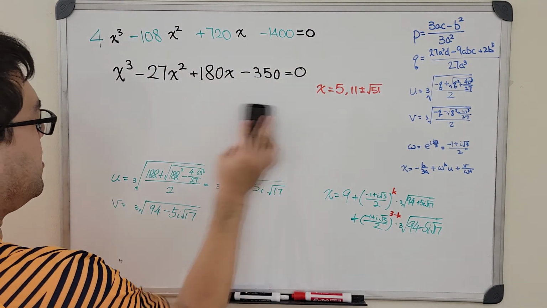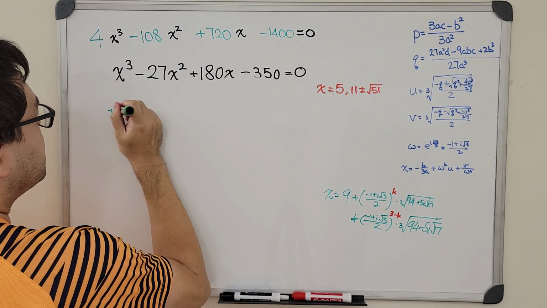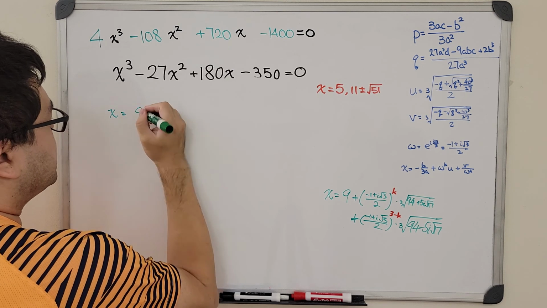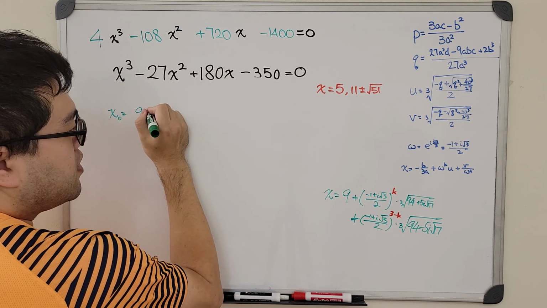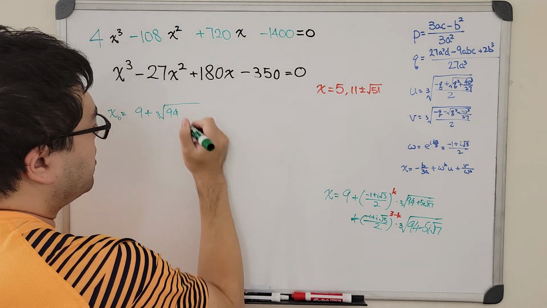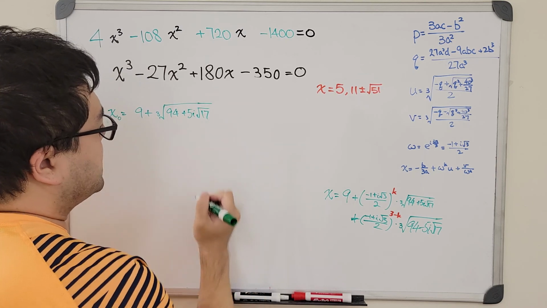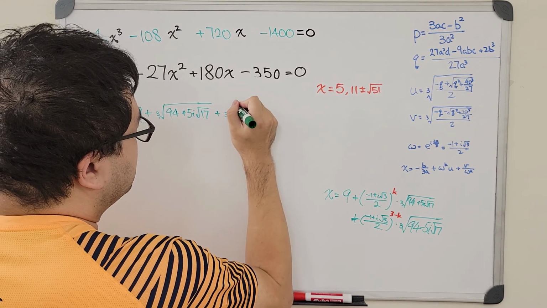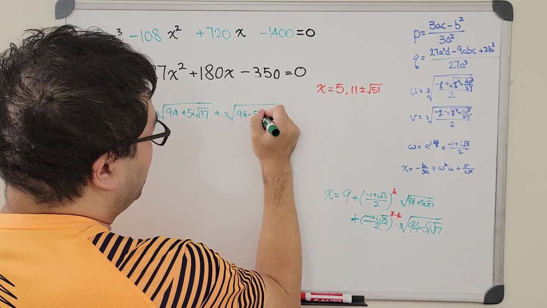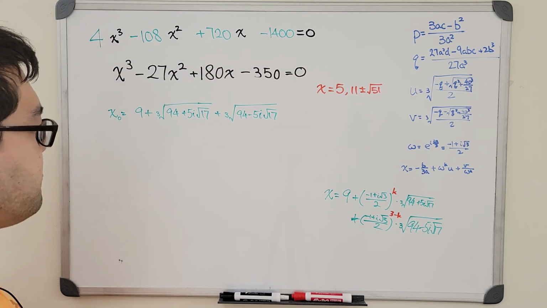So if we try to substitute in, let's say k is equal to 0, we will get our first answer: 9 plus the cube root of 94 plus 5i square root of 17, plus the cube root of 94 minus 5i times square root of 17.